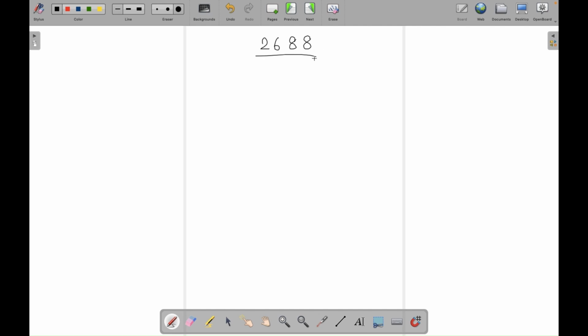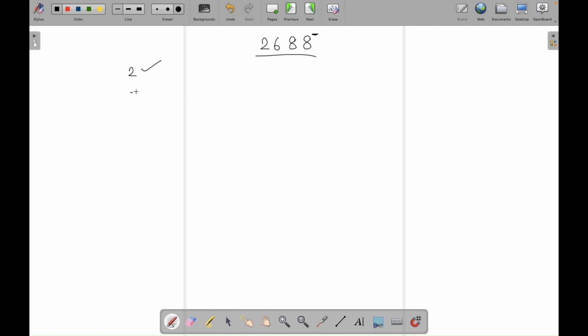So 2688 is the number. First of all, we'll check with 2, because 1 is already a factor. For 2, we just check the unit digit or the last digit, which is 8. It is an even number, so it is divisible by 2.